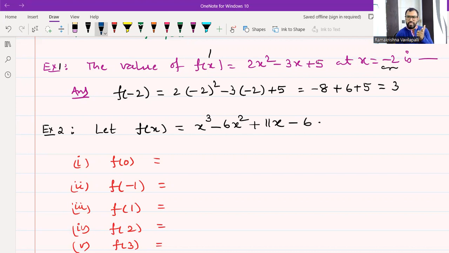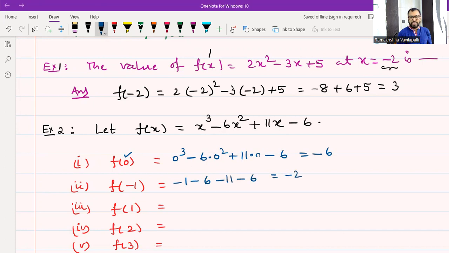Means the value of f at x equal to 0. So the value of f at x equal to 0 means substitute this 0 in place of x. So you will get here 0 cube minus 6 into 0 square plus 11 into 0 minus 6. You will get minus 6. This is the value of f of x at x equal to 0. Similarly, what is f of minus 1? Substitute here. Minus 1 whole cube is minus 1. Minus 6, minus 11, minus 6. This is equal to minus 24.